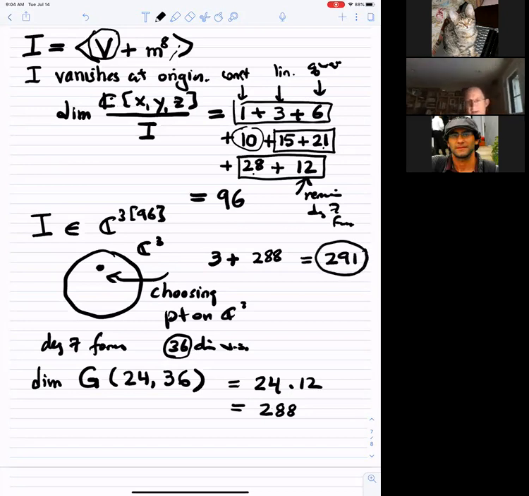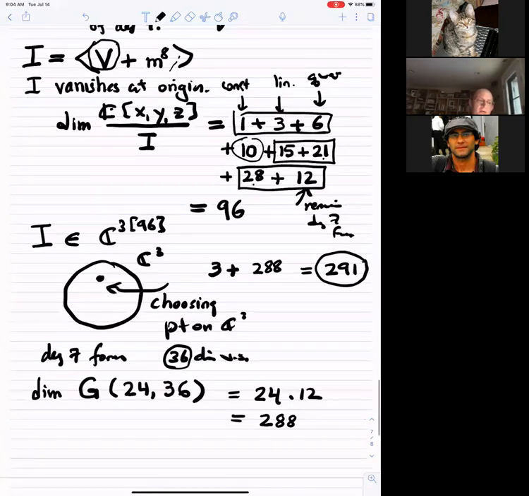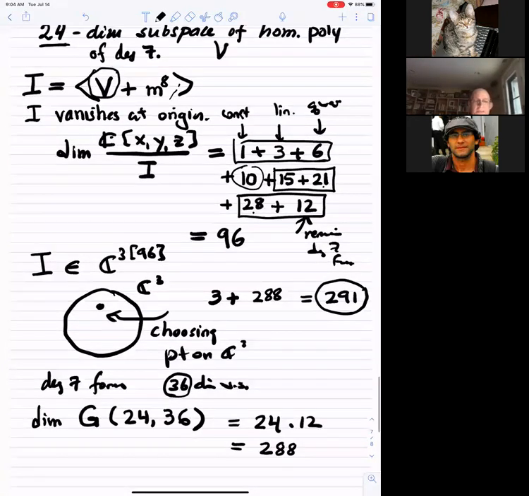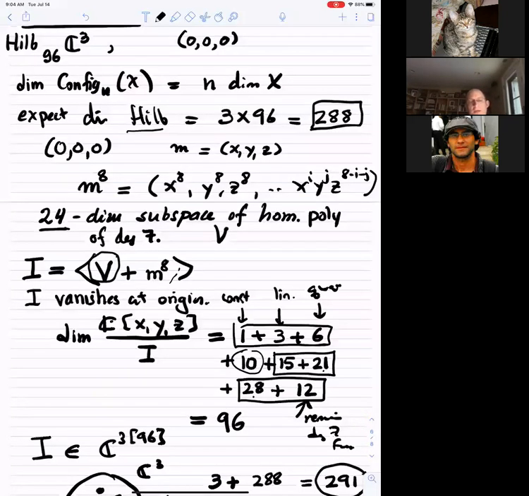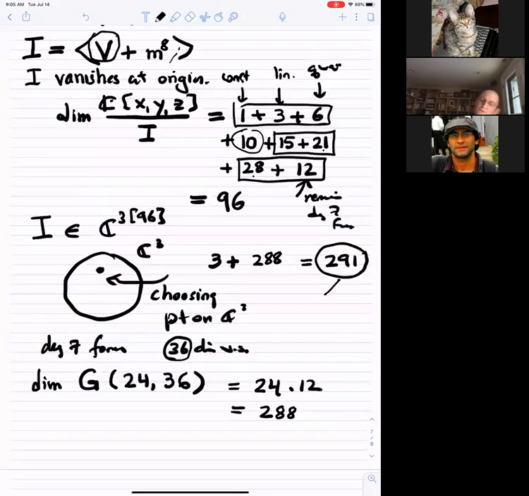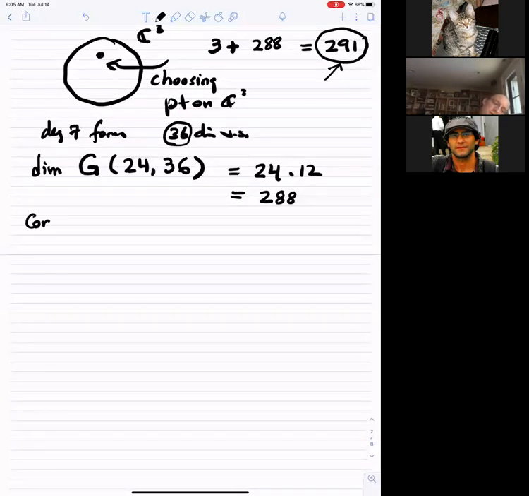Now, why is that surprising? This is surprising because we were expecting the dimension of this Hilbert scheme to be 288. In fact, the component that contains the configuration space is a 288-dimensional space. But here we have another locus that's 291-dimensional. The conclusion that we get from this is that the Hilbert scheme, the C3 of 96, is not irreducible, it is reducible. It has at least two components.